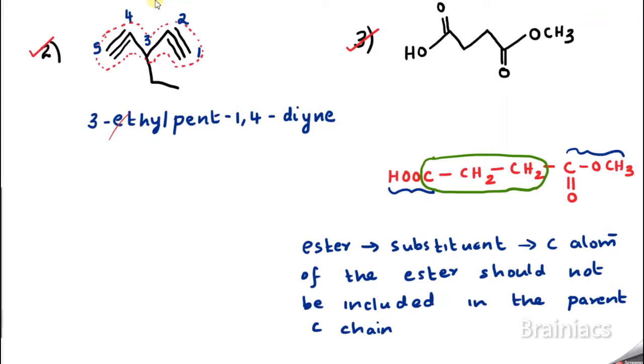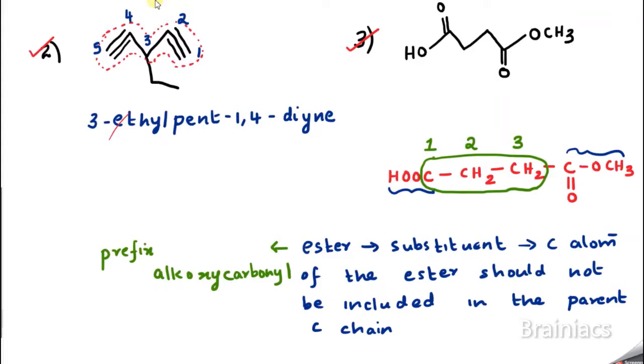And how will I do the numbering? The minimum number should go to the carboxylic acid group, then 2, then comes 3. So when ester behaves like a substituent, what is the naming convention we use? We use the prefix. Please remember this. This is very important. The prefix we use is alkoxycarbonyl. Okay. So here alkoxy, here alk is the methyl part. So we can say methoxycarbonyl.